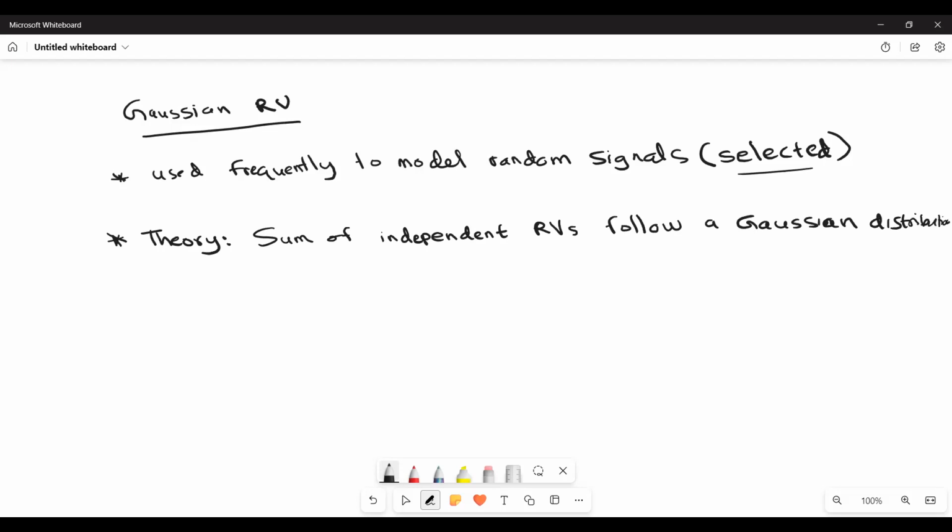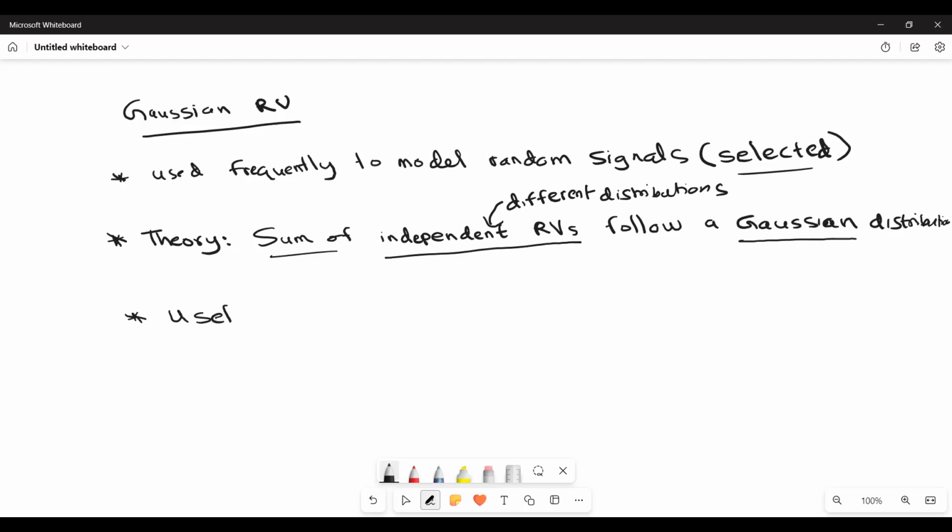Right? The sum of independent random variables follows a Gaussian distribution. The independent random variables can have different distributions. But once you take the sum of all those different random variable distributions, it is said to follow a Gaussian distribution, right?